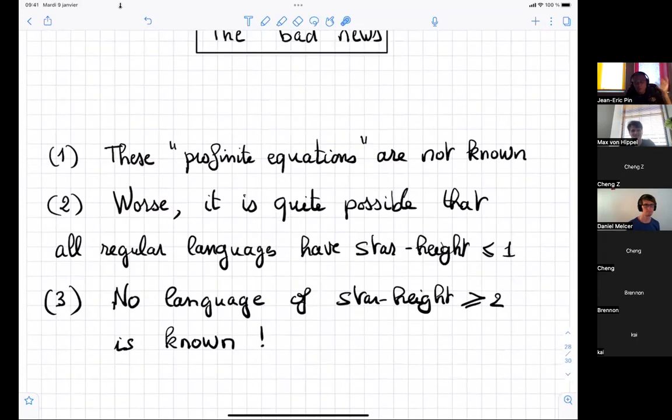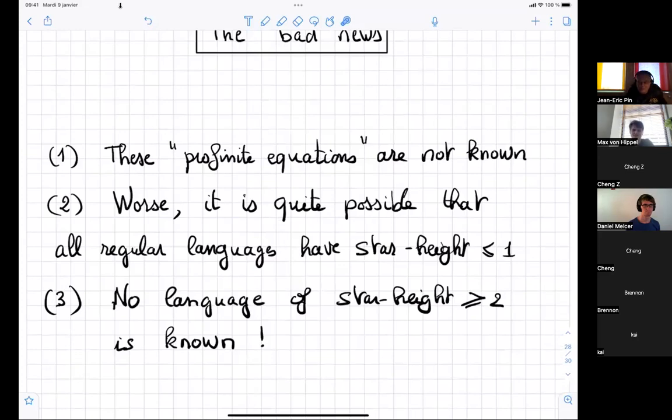So if you remember my first results and directions that I told you, it's quite possible that the languages of star height less than 1 form a full variety of languages, and every language has star height less than 1. Nobody was able to find a counterexample. So now you have a dichotomy. Some people think that every language has star height at most 1, and some other people think that, come on, there should be languages with star height 2.